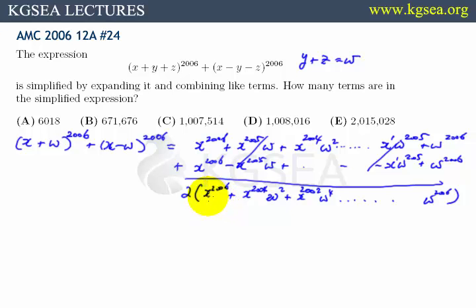First of all, let's see how many terms we got. Let's look at x here. We have x to the 2006th power, x to the 2004th power, 2002 power, 2000, and it goes down to x to the 0th power. How many numbers are there? I'm going 0, 2, 4, until I reach 2006. How many numbers are here?